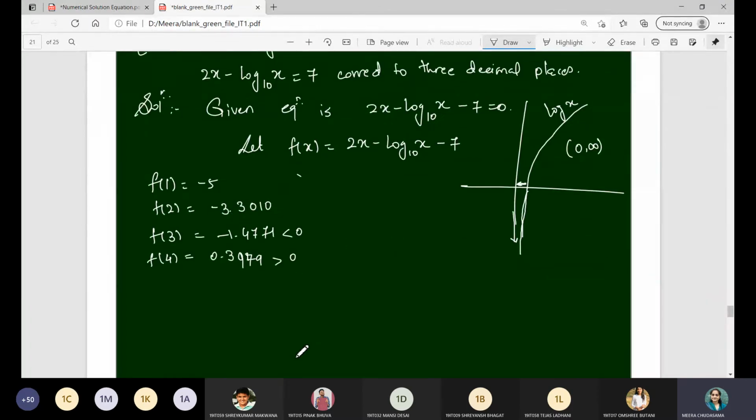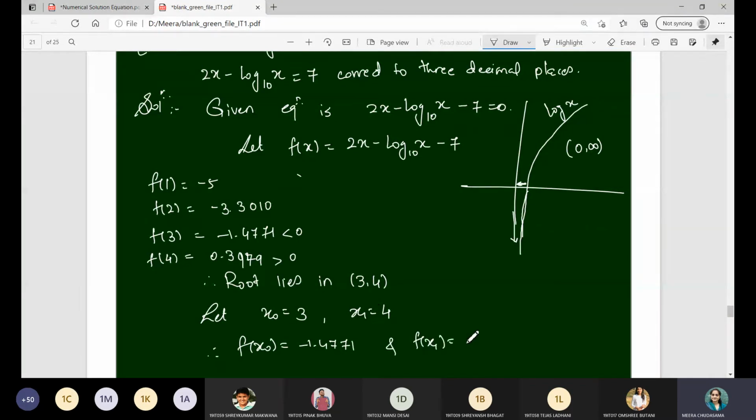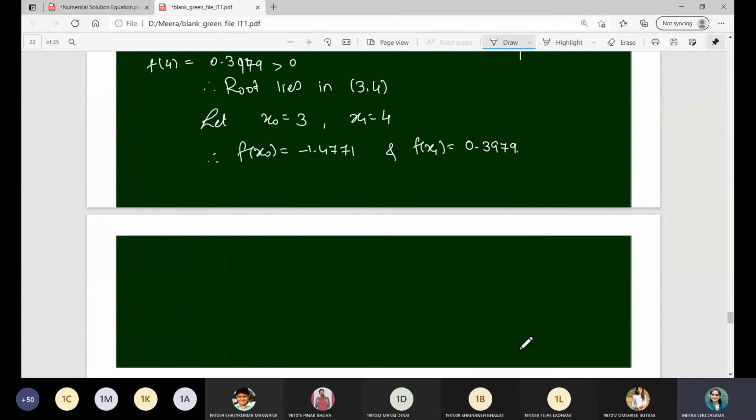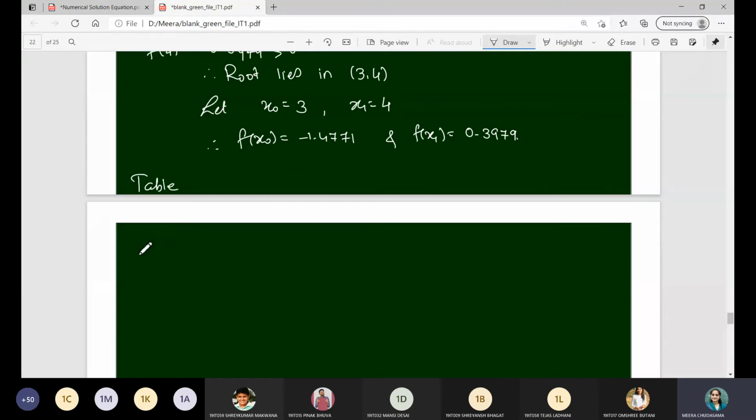So we have to choose x0 and x1. So let x0 as 3, x1 as 4. In that case, f of x0, which you have already evaluated, that is minus 1.4771, and f of x1, that is 0.3979. So now you can easily construct the table and xn, f of xn, last one is interval.